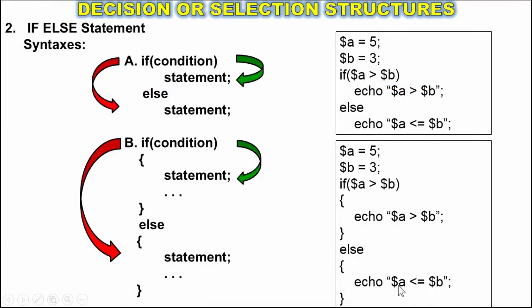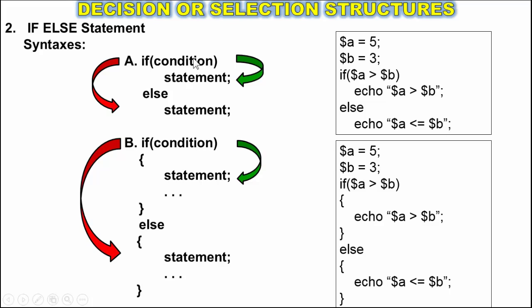Number 2. If-else statement. There are two syntaxes of the if-else statement. The first syntax, we write the keyword if followed by the conditional expression enclosed by parentheses. Provide one statement as the first decision statement. Next, we write the keyword else. Provide one statement as the second decision statement.